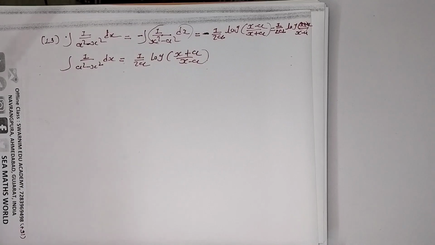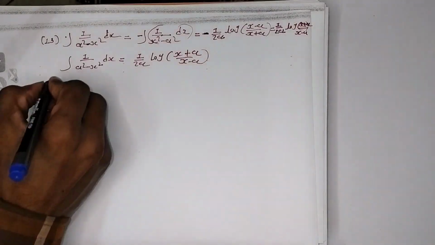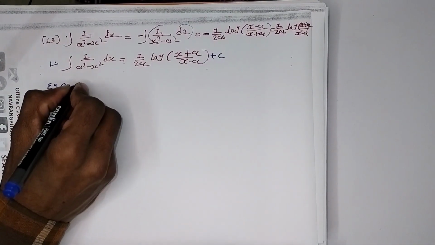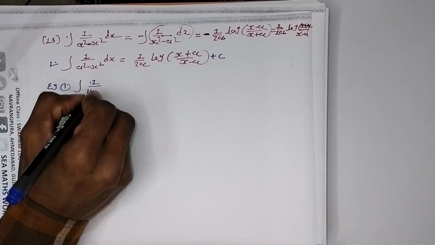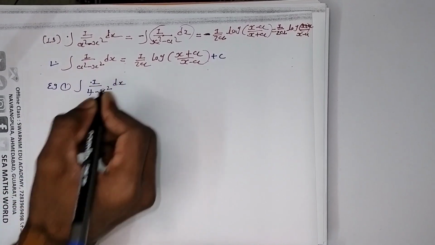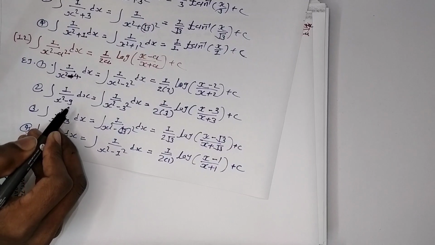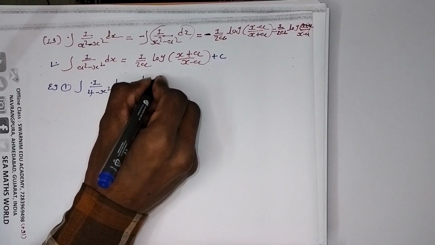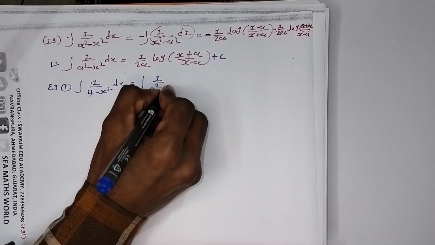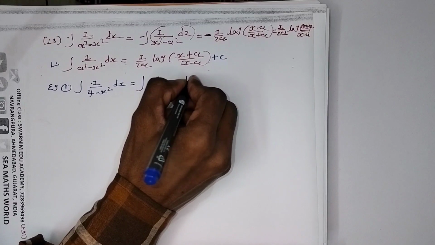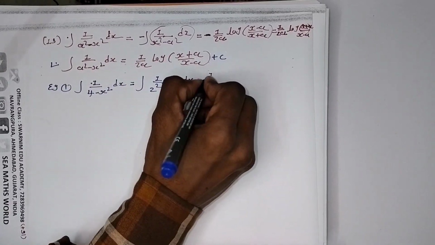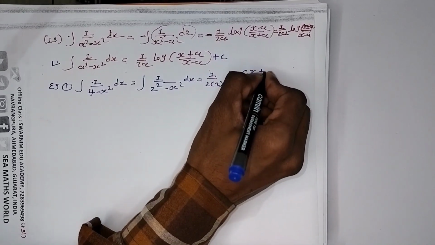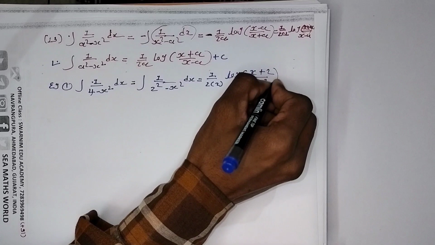Let's take some examples, the same as we have taken in the previous one. This is our main formula. Integration of 1 upon 4 minus x square. In the previous one we have taken x square minus 4, x square minus 9, x square minus 3, x square minus 1. 4 we can write as 2 square. Okay, integrate it. So apply this formula. 1 upon 2a is what? 2 log x plus a upon x minus a is what? 2.